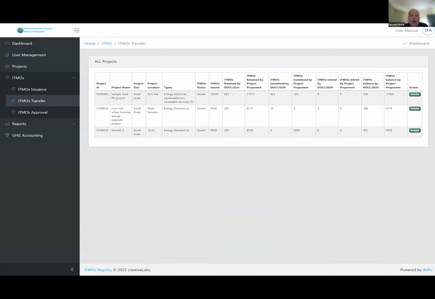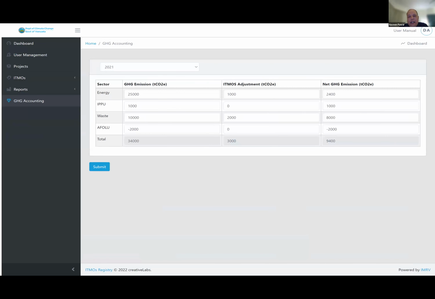Once the project is registered, it moves to issuance. The transfer is also possible like in any other management system. The project proponent can request transfer of ITMOs within the registered account, and post approval, it can be transferred. Apart from the transaction process, this also has consolidated information about the national GHG emissions, coming from the IMRV tool, and ITMOs which have been adjusted or cancelled. So all the information on ITMO transfers, and if a corresponding adjustment is required, that reporting information is also possible. So that's the brief on the two digital systems we implemented in Vanuatu.